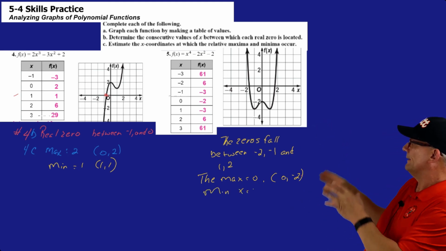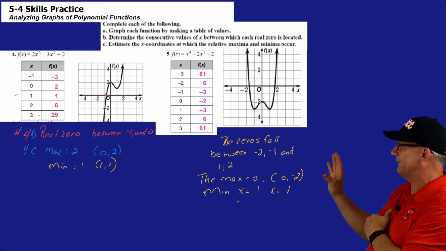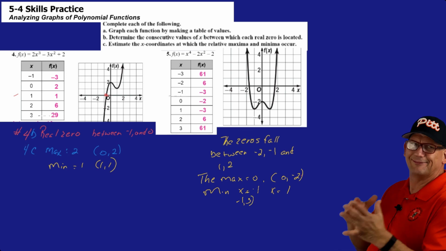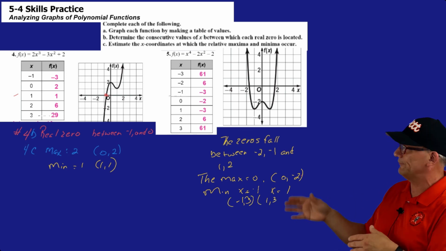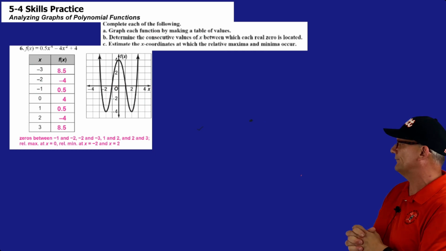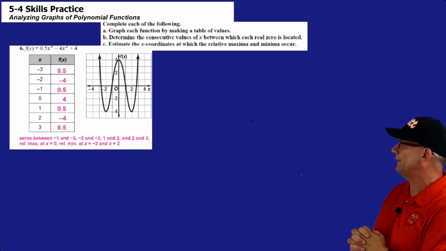Now, understand one thing. When it comes to relative maximum and minimum, it's not the maximum or the minimum overall. It's relative. It's what's on the graph, okay? So let's not get confused there. All right, number 6, there's the answer to number 6. I don't think I need to go through it.